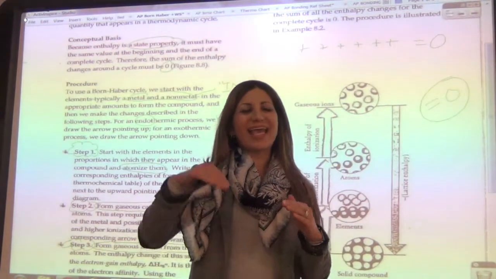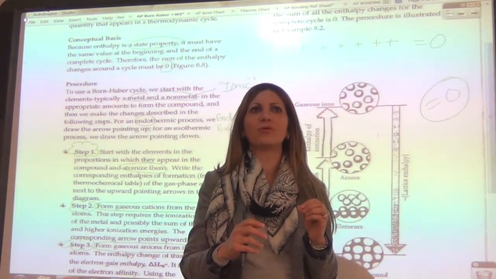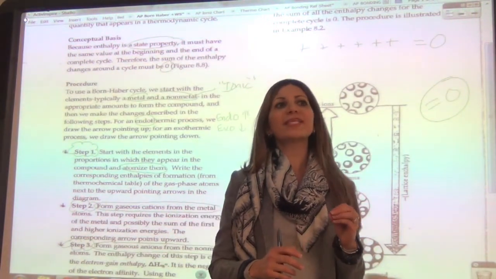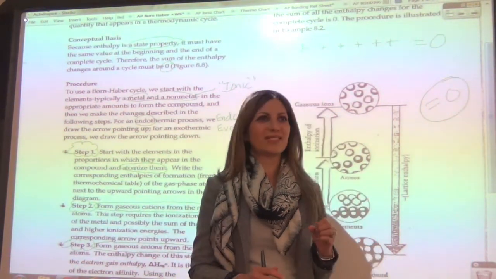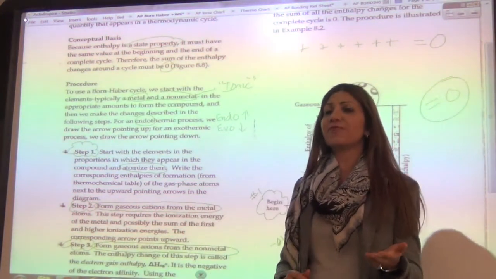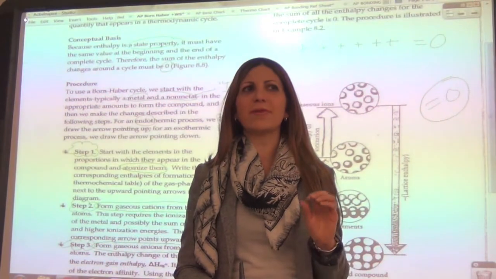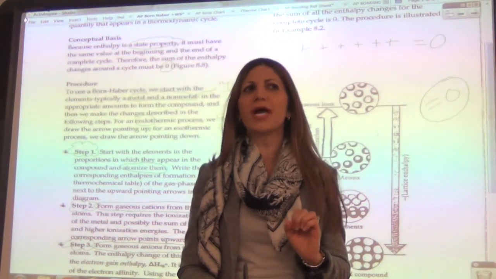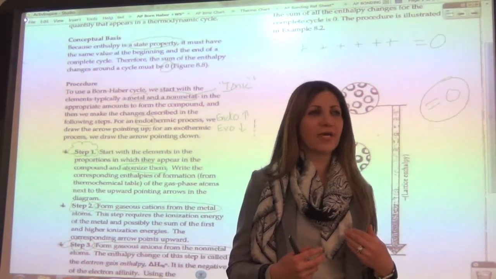You can basically add up all of your numbers, and the entire cycle equals 0. Okay? What we're trying to calculate when we do this cycle is something called lattice energy. Lattice energy, if you remember, is always going to be energy absorbed. It's always energy absorbed, okay?